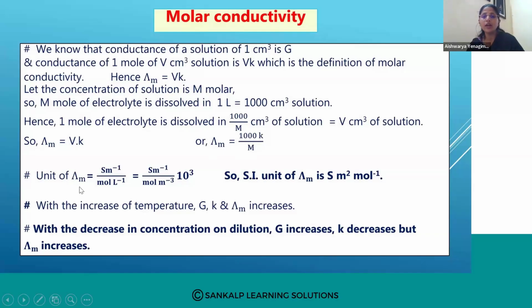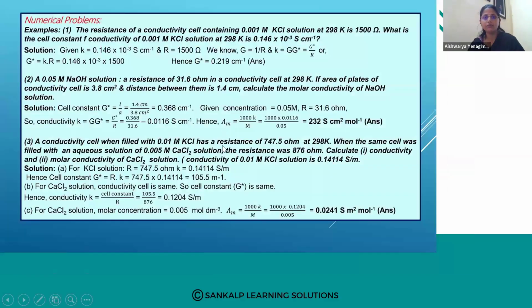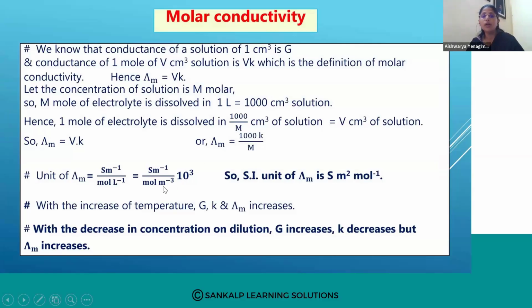What are the units of molar conductivity? The units of molar conductivity is Siemens per meter, divided by moles per liter, that is Siemens per meter by moles per cubic meter. Yes. So when you solve the numericals we want all the factors into 10 raised to 3. So the SI unit of molar conductivity is Siemens meter square per mole. With the increase of temperature, conductance G, conductivity K, and molar conductivity all increase.